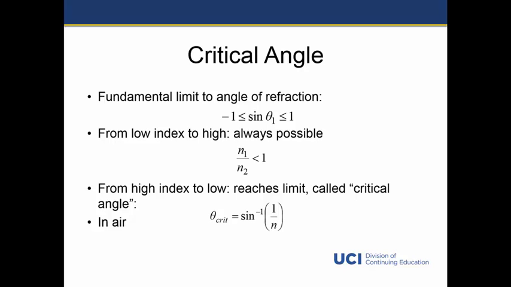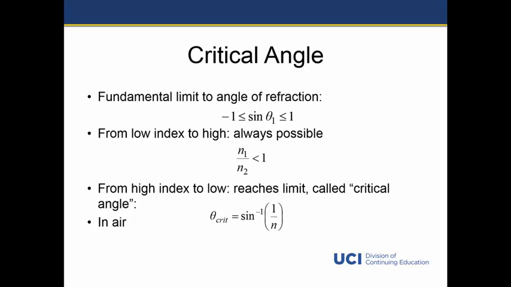Okay? So when we go from high index to low index, this limit is referred to as the critical angle. And in air, where the lower index is equal to 1, the critical angle is the inverse sine of 1 over the index of the material. So what this says is light incident on a glass to air interface beyond this critical angle will not be able to refract out into that air region, simply because it would create an invalid expression for theta.